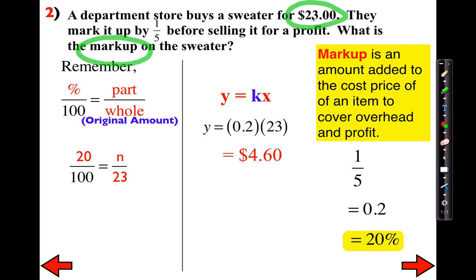So how much is the department store marking this sweater up by? They're going to make it $4.60 more expensive. Now, once again, another way to do it would have been leaving the fraction as a fraction and still multiplying it out. You still would get the same exact answer.